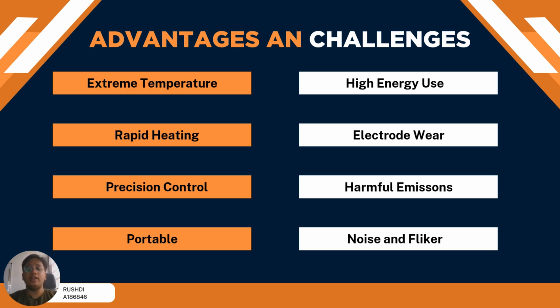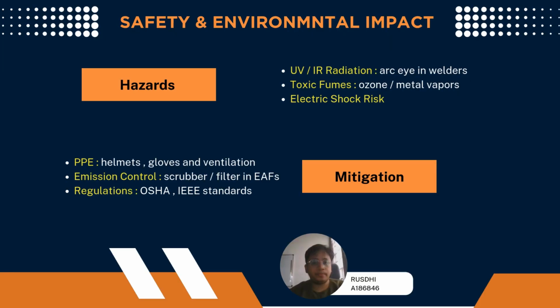Another concern is harmful emissions, especially in industrial settings where metal vapor and gases are released. And finally, the system can produce noise and flicker, which may affect both workers' comfort and electrical stability in neighboring systems. So, understanding these pros and cons is vital when choosing arc heating for industrial or specialized applications.